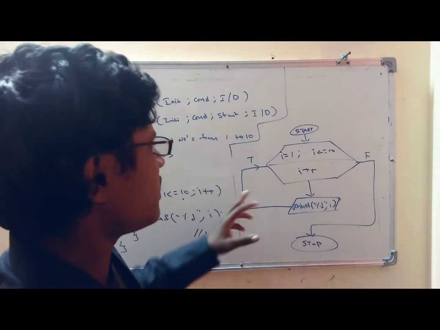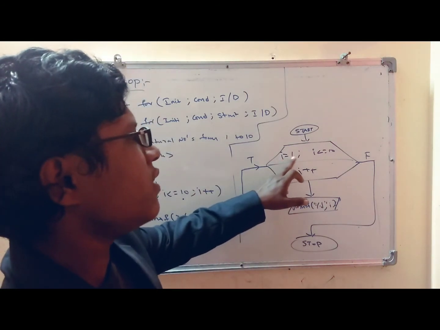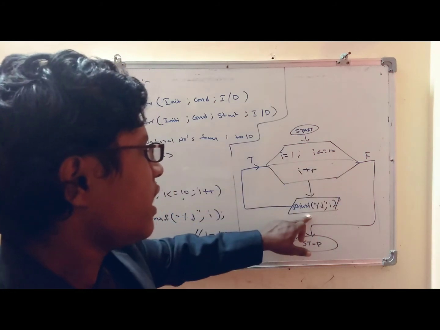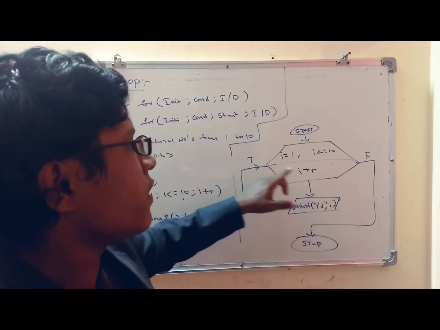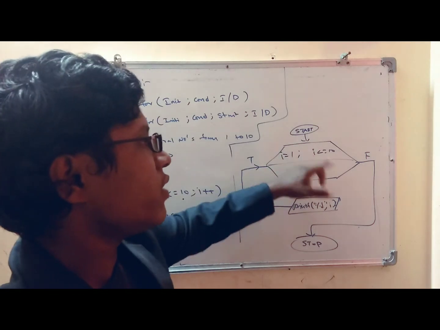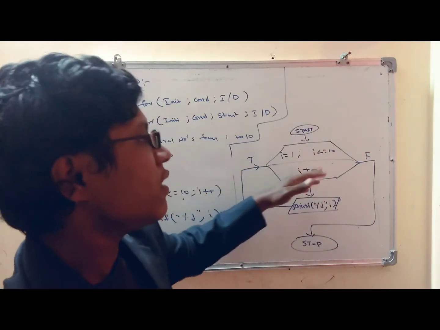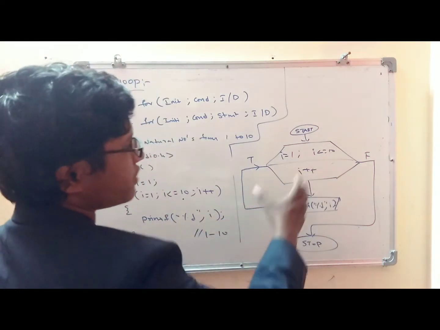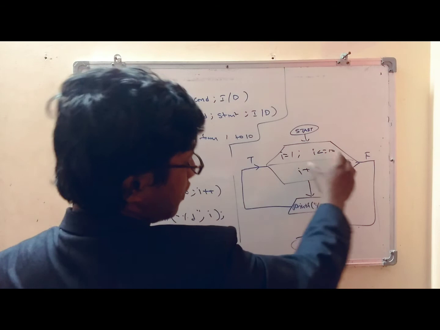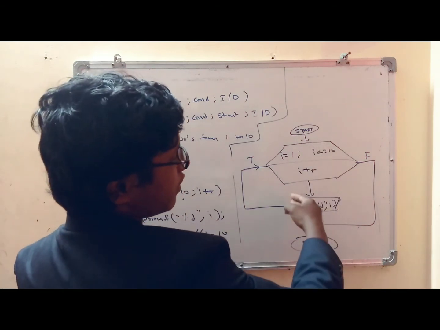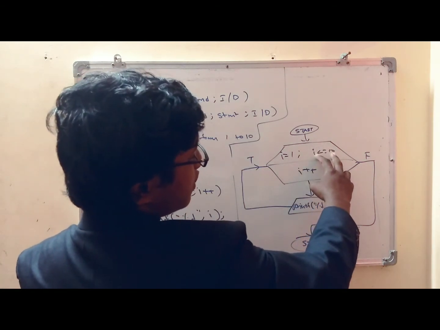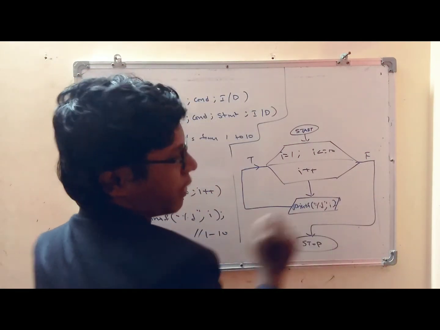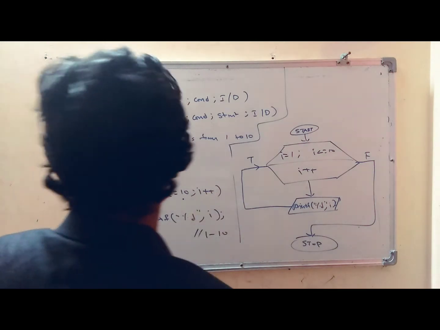So nothing else. You see, firstly i equal to 1, 1 less than or equal to 10, yes, it will go to print, and again it will rotate here, increment, and it will be repeatedly done until the condition is satisfied. Okay, so the set of statements are executed repeatedly until the condition is satisfied. If the condition is not satisfied, it goes to false and it goes to stop. Okay, this is about the flowchart.